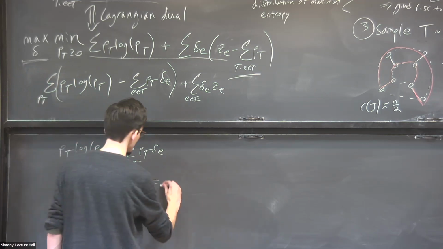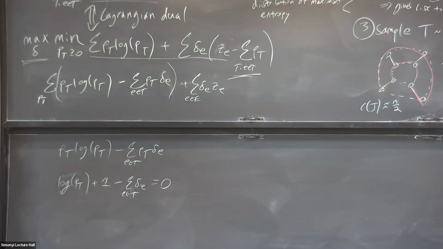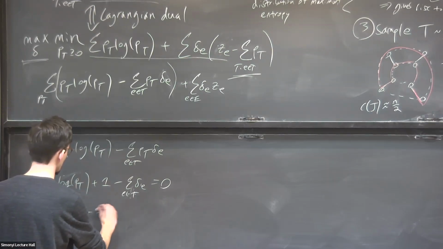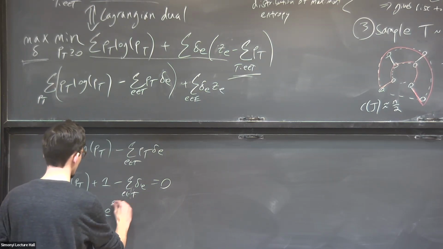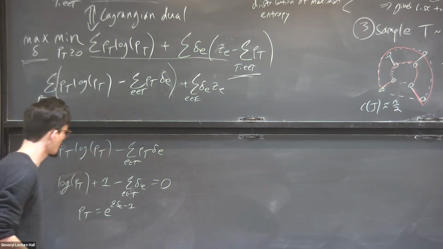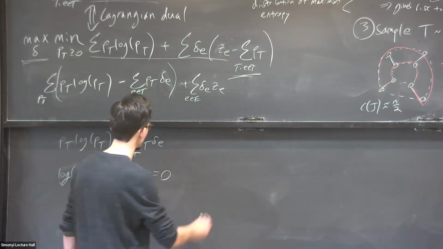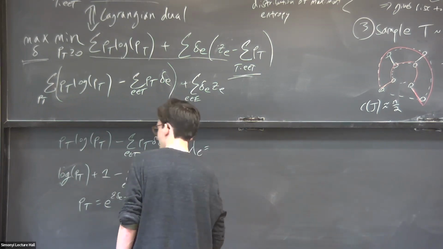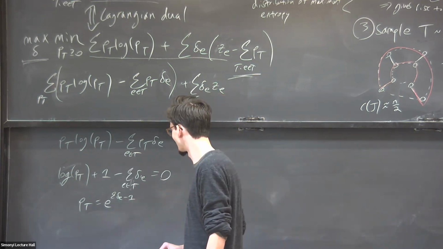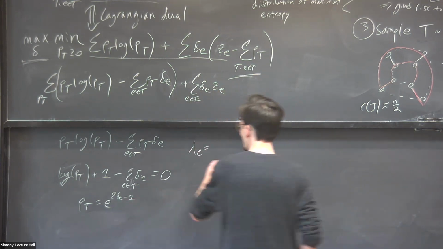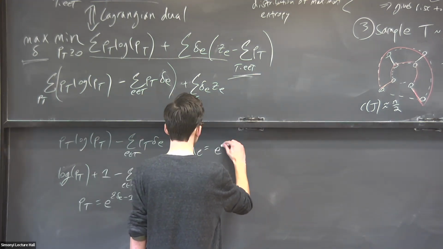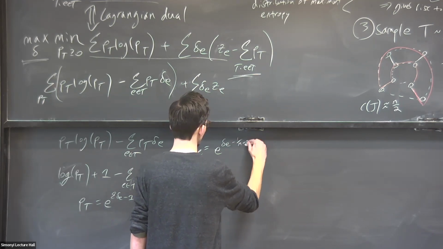Okay. Let's set it to 0. And now solving for p_T, I can just set p_T equal to e to the sum of delta E minus 1. Yes, this is the next part. So now if I set lambda E for all edges to be equal to e to the delta E minus 1 over n minus 1.